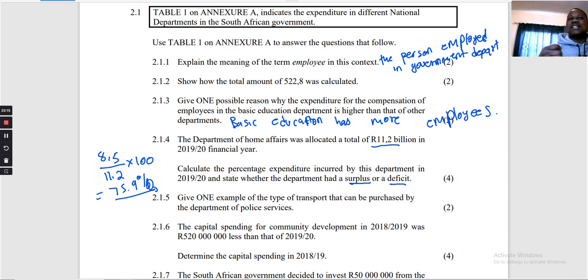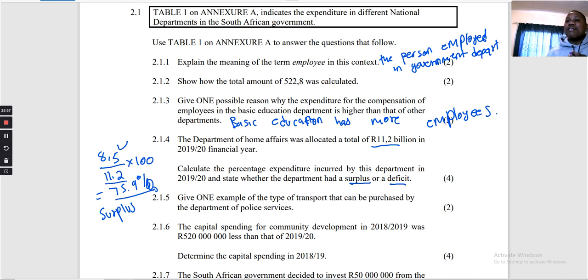Okay, your mom gives you 10 rand, but you come back home and say, Mama, I owe the kitchen ladies. Why do you owe them? I bought a 15 rand quarter, but your mom gave you 10 rand. It means you have a deficit of 5 rand, because you spent what you did not have. Okay, now let's continue to the next one. So in this case, the Home Affairs had a surplus because they have used 8.5, but they were given 11.2. It means they're still having a surplus.